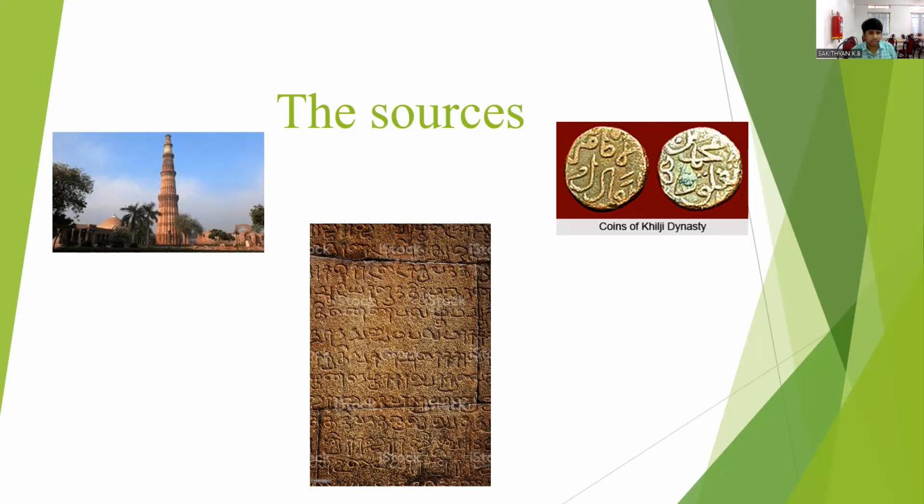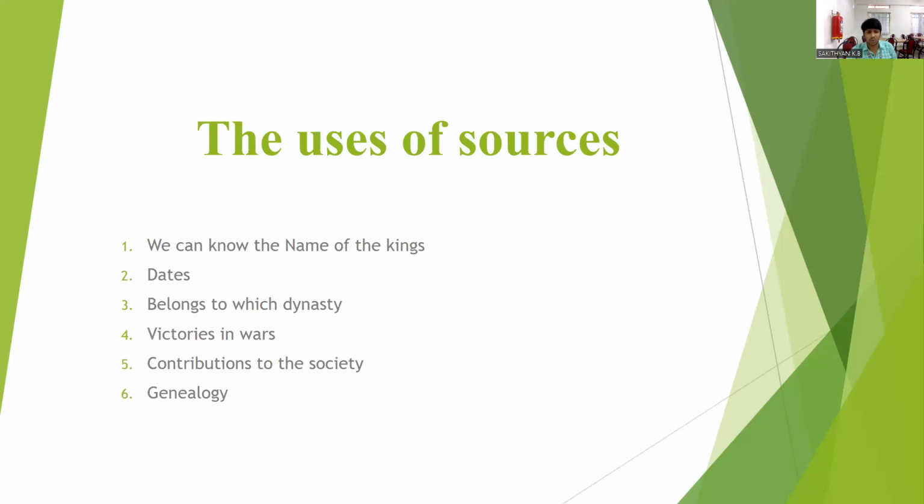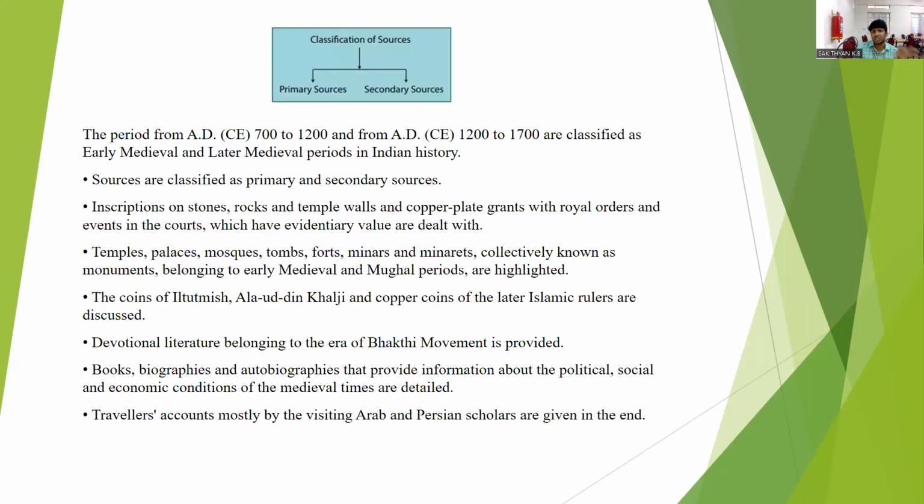So regarding the uses of sources, we can know the names of kings and dates, which empire or dynasty they belong to, victories in war, why they made this to commemorate a victory, battles between this and that. They also mention contributions to society and genealogy. So we can find genealogy. After Muhammad bin Tughlaq, who was a king, who issued what, like Babur, Humayun, Akbar, like that.